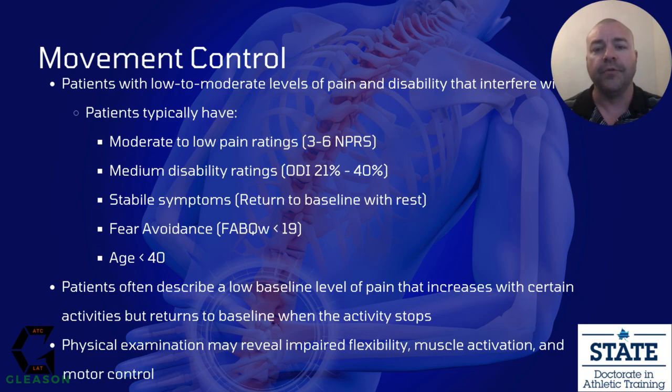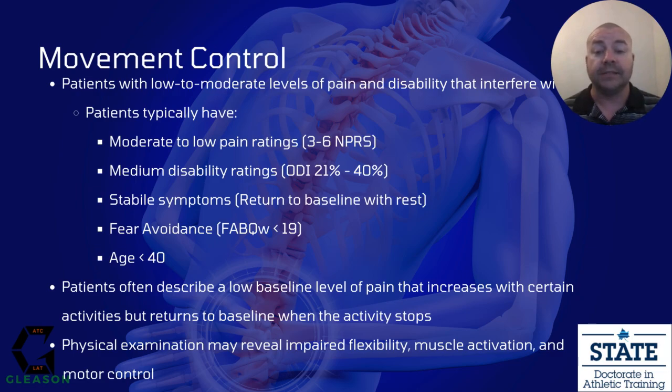As we move into movement control, so you've got symptom modulation, then you've got movement control. One of the easy things you can think about with movement control is right here. This person may be hypermobile, and we want to try to increase that quality of movement here. So if you want to simply think about it, stabilize this person. This is a good way to just simplify this one. So the patient has a low to moderate level of pain and disability that interferes with their activities of daily living.